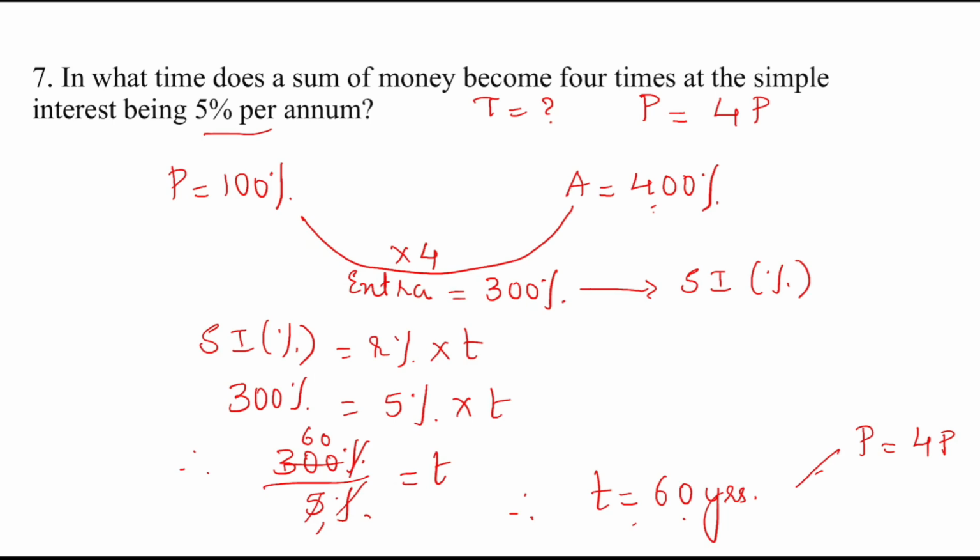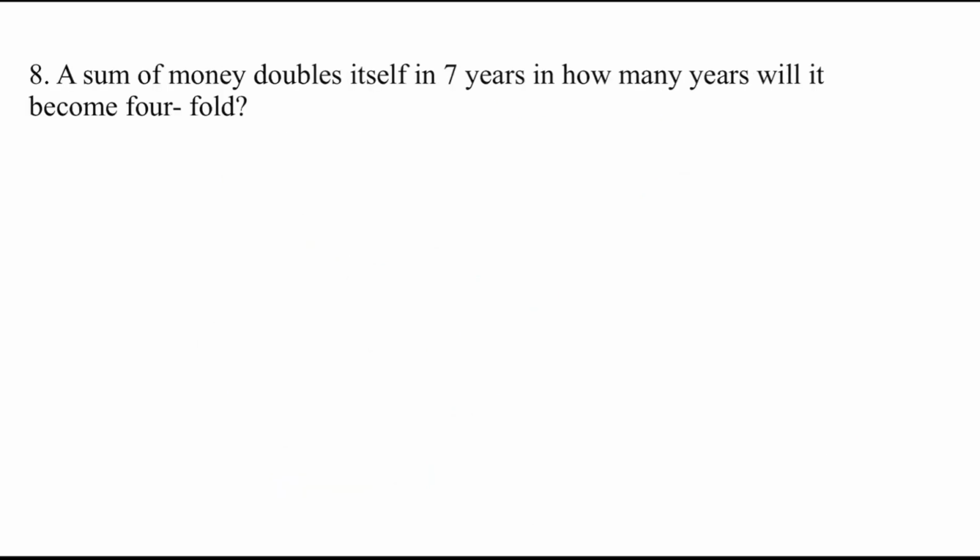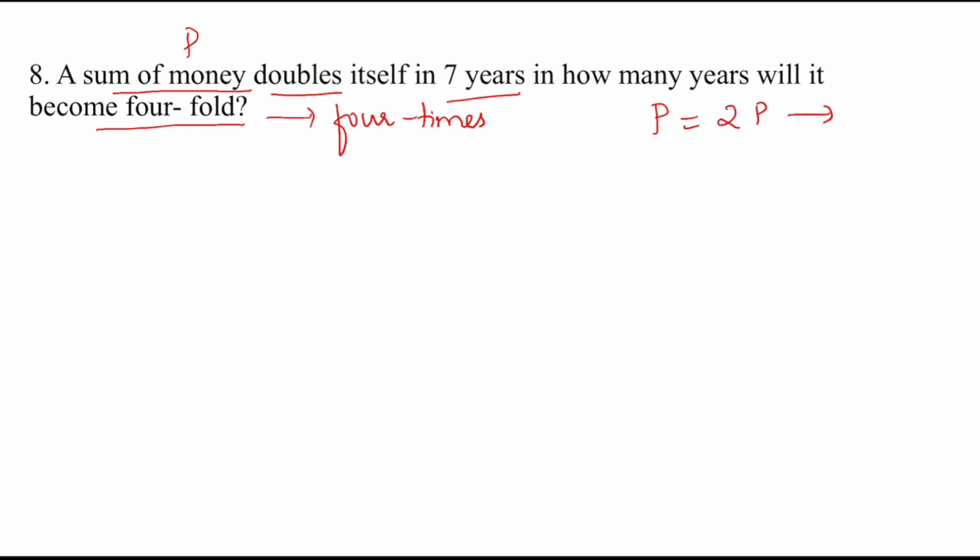Next problem. A sum of money doubles itself. A sum of money, that is some principal, will double itself in 7 years. So in how many years will it become 4-fold? 4-fold means 4 times. Fold means nothing but times. So P is becoming 2P in 7 years. If it has to become 4 times, 4P, how many years is required?